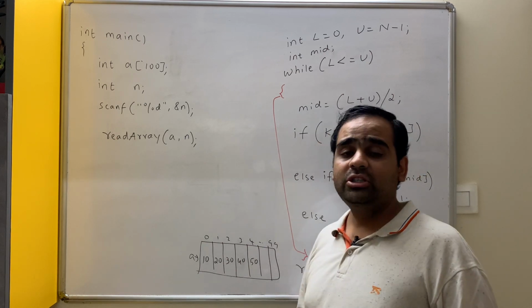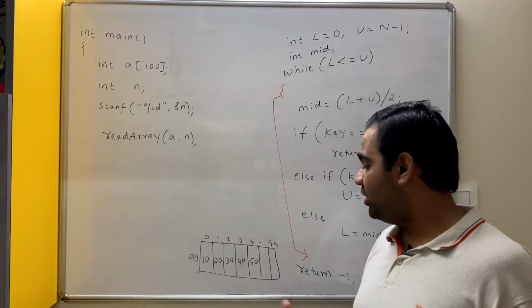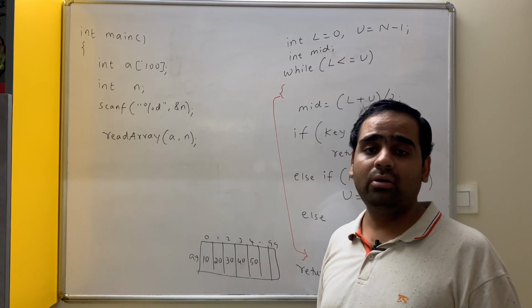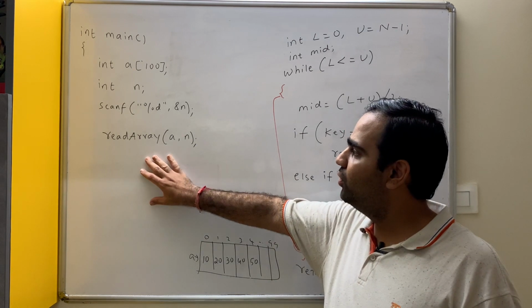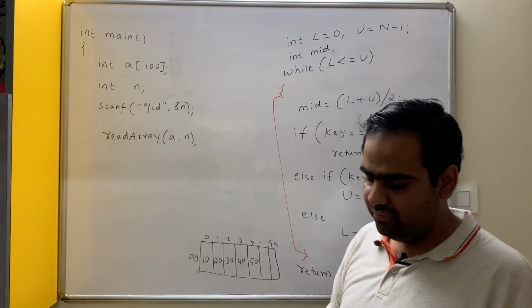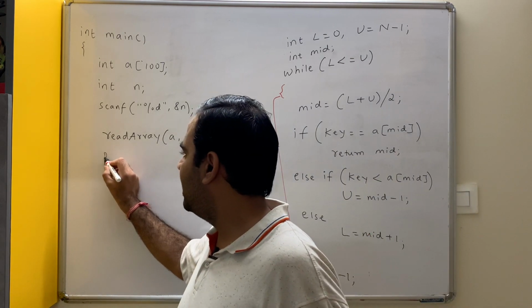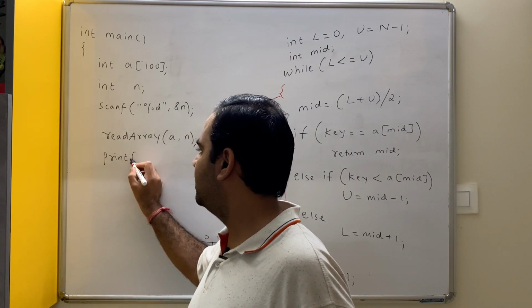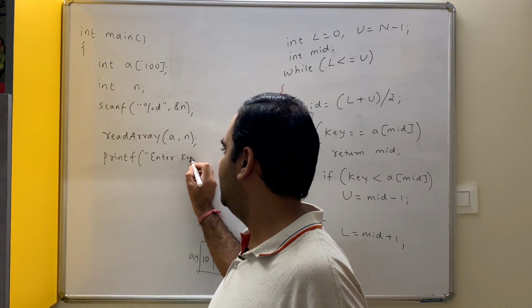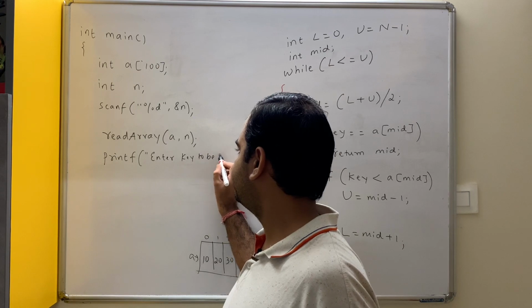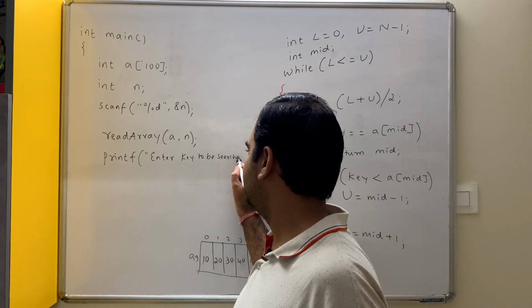Now, what is the question? Binary search. Now, in this array, I want to search. What do I want to search? It is the key element. Therefore, we need to read the key as well. I write here printf("Enter key to be searched").